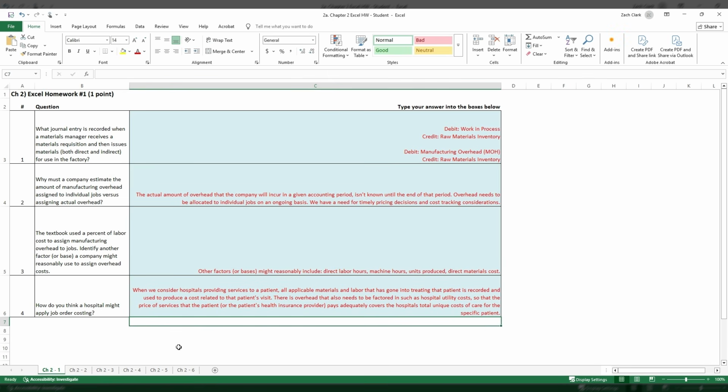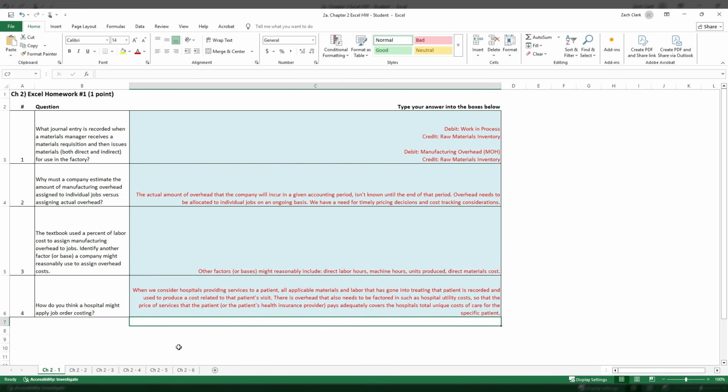Every patient could be thought of as a job. When you go into the hospital, they maybe don't have a job order sheet like we looked at in the lecture video, but there is an electronic health record system in place. So when you check in, they take information from you, including health insurance information, so they can bill your health insurance provider primarily. But they're going to aggregate all of the costs associated with treating you, just like we aggregate the costs of direct materials, direct labor, and overhead.